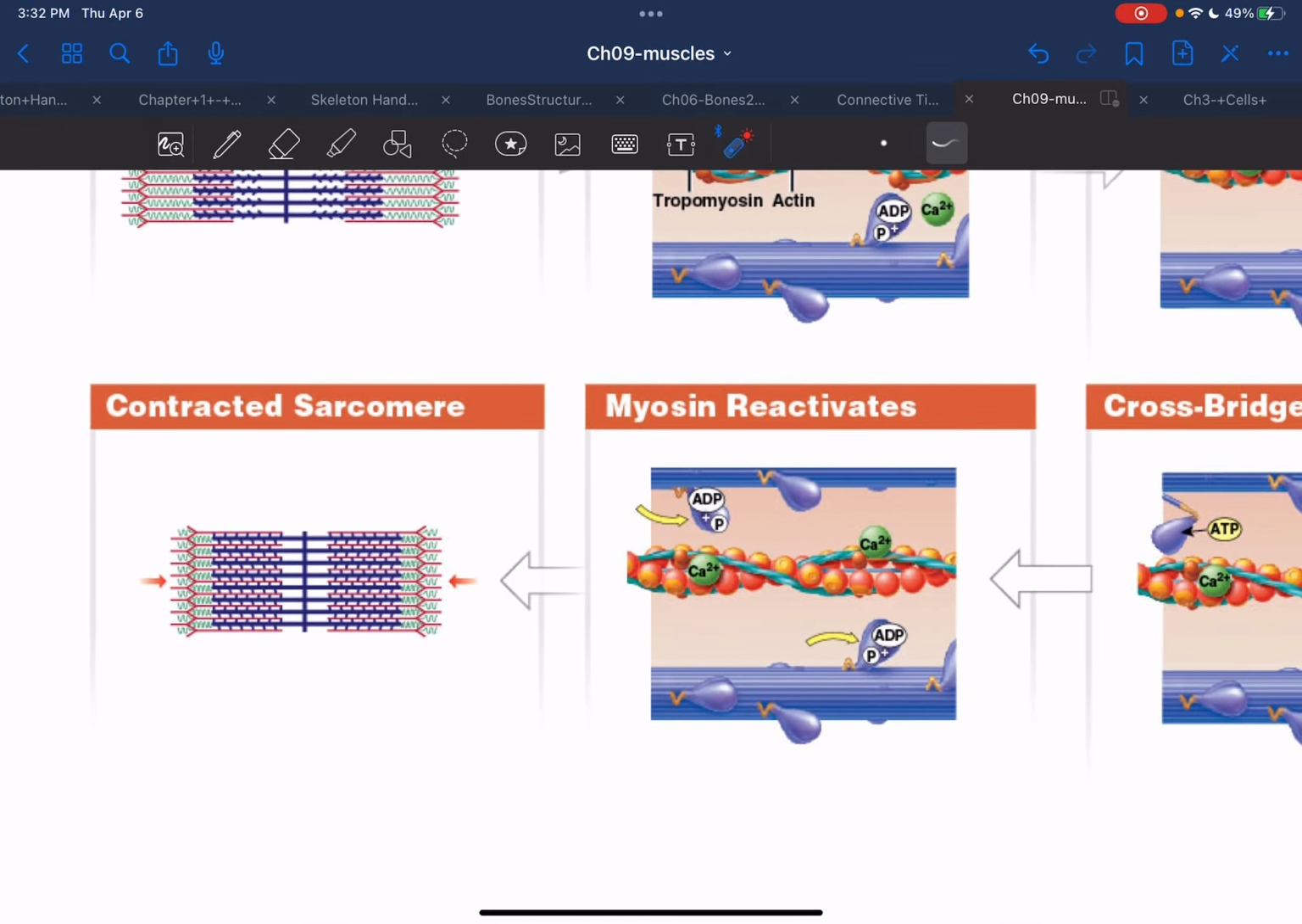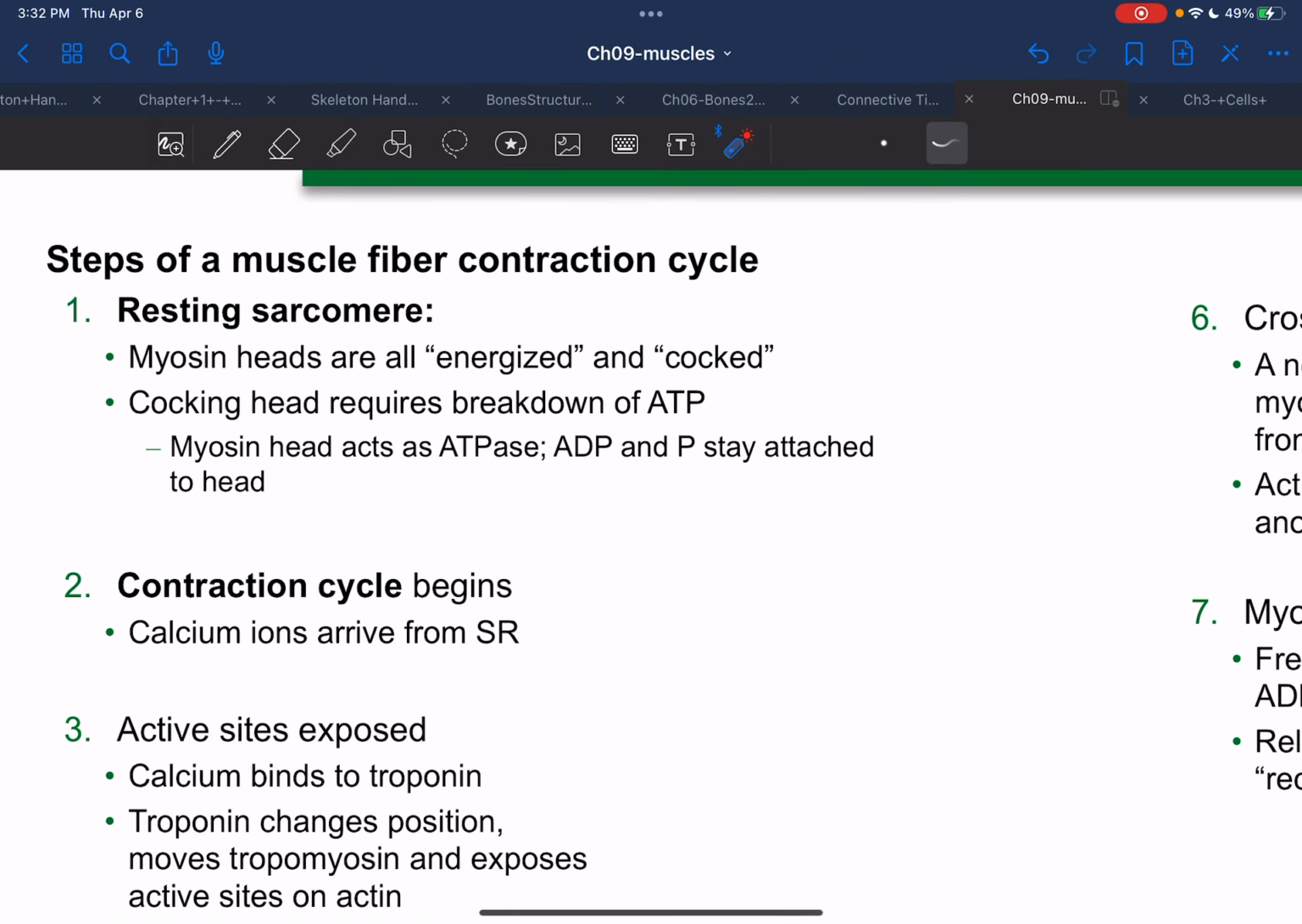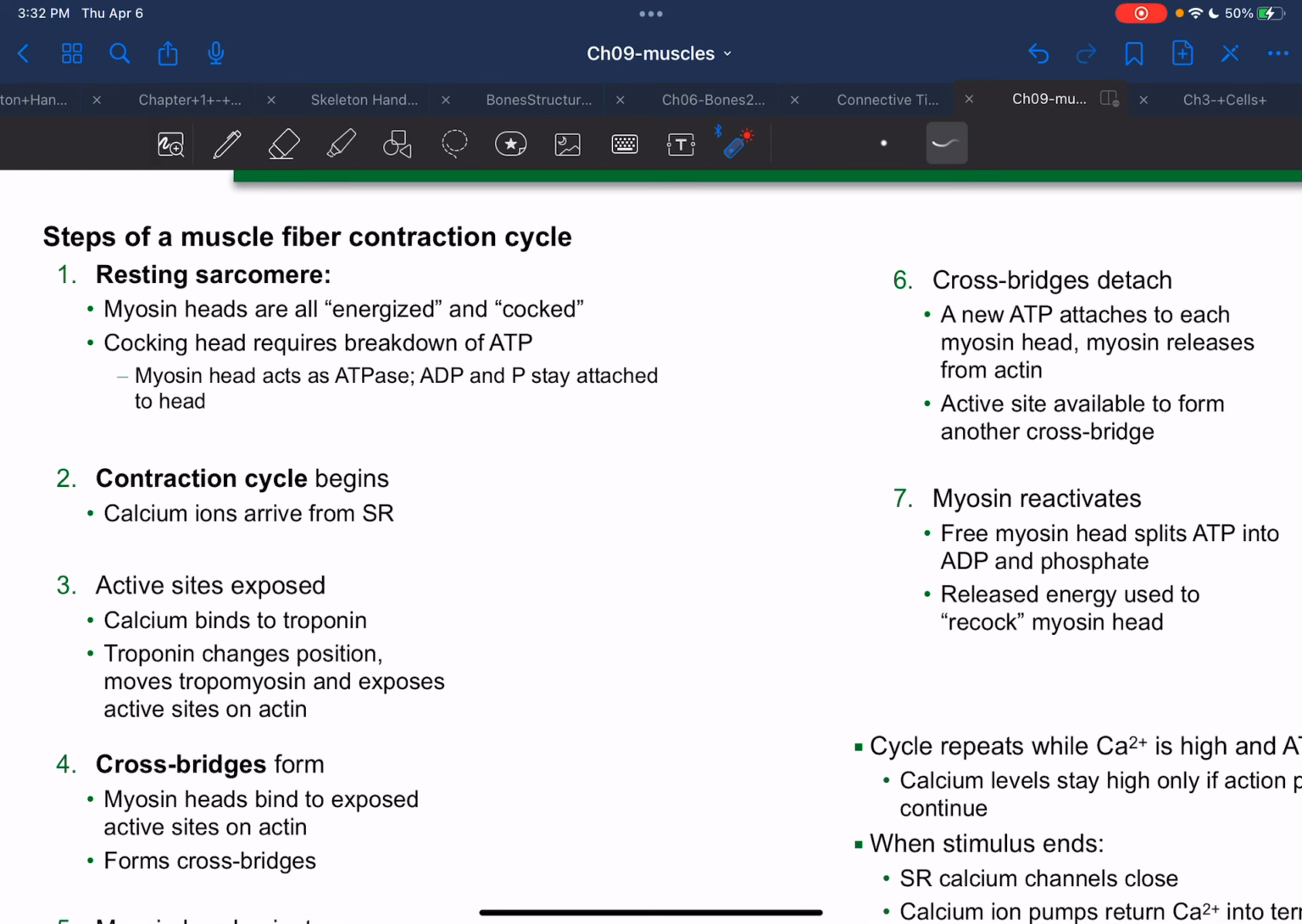And so what we just described is a muscle fiber contraction cycle. Pretty simple, right? The muscle fiber contracted. A contraction cycle. The muscle contracted.